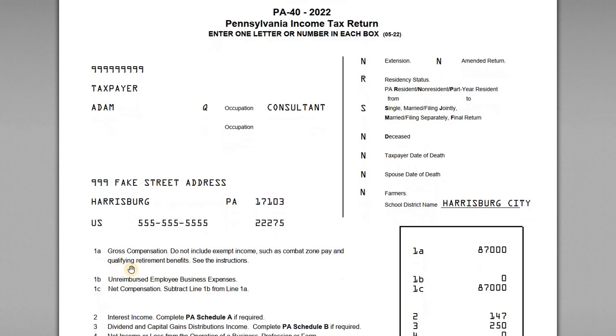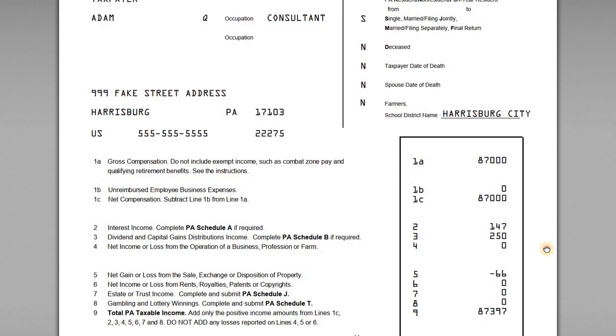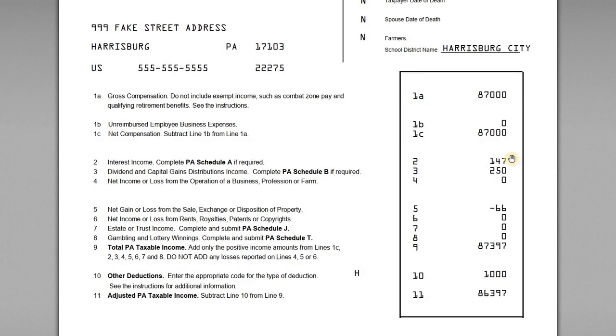So line 1 is his gross compensation, so $87,000 in gross wages, right? Again, the difference is for federal purposes, you report 84 because you are allowed that deduction for the 401k contributions. Not the same treatment for Pennsylvania purposes. So $87,000 in gross wages, and then lines 2 and 3 where we find our interest and dividend income.